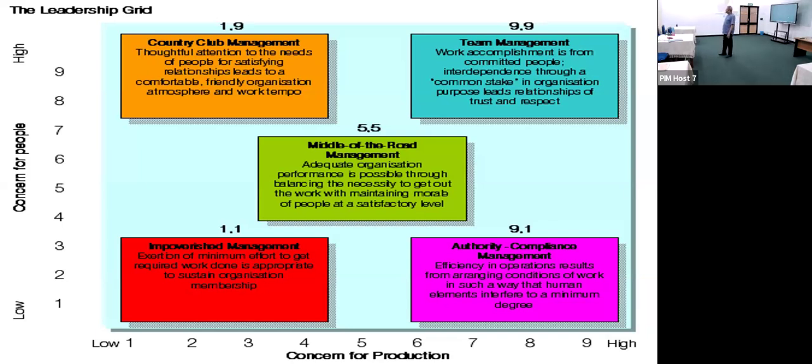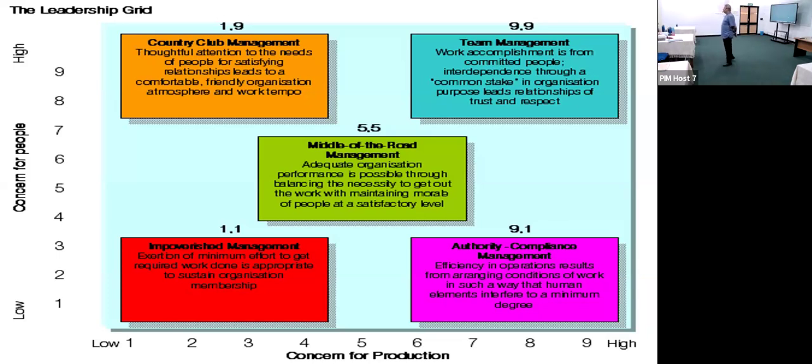Okay. Now, in the book, there's one questionnaire. You can locate it. And if you do that questionnaire, you can identify where you stand. You can give marks for concern for people, concern for production. You can plot your score. And you can see naturally where you stand. I'll leave that to you as homework, at least to open the book.